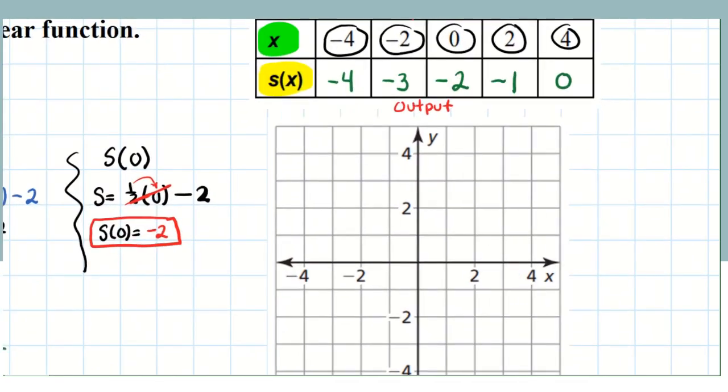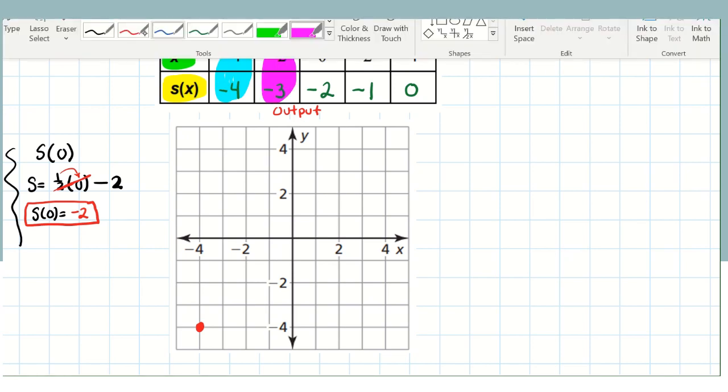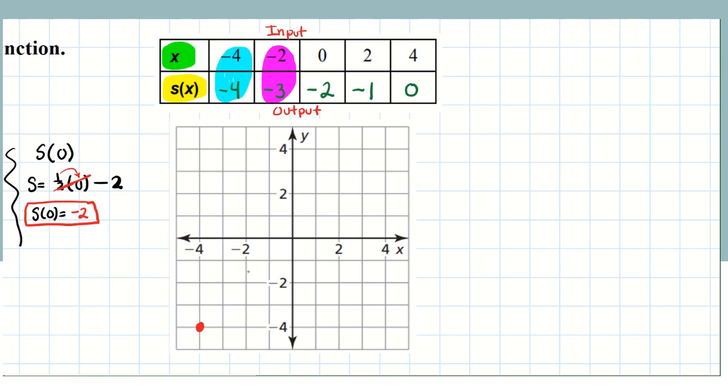All right, so now that you have your table completed, we're going to plot them as ordered pairs. So my first ordered pair is -4, -4. So we always start at the x-axis and then we go to the y. The next ordered pair will be -2, -3. So we're going to start at -2 on the x-axis and we're going to go down to -3.